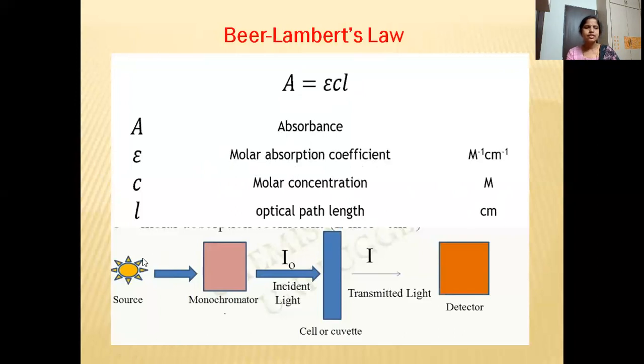As you can see here, the light which is coming from the source is passing through a monochromator. So what is the use of monochromator? It cuts down all the wavelengths of the light.